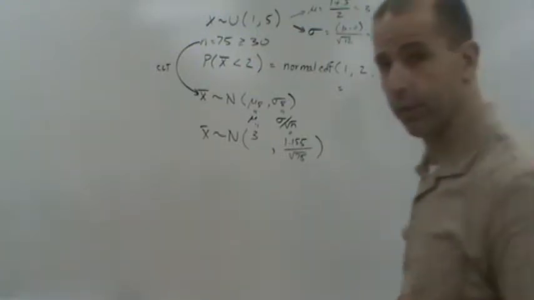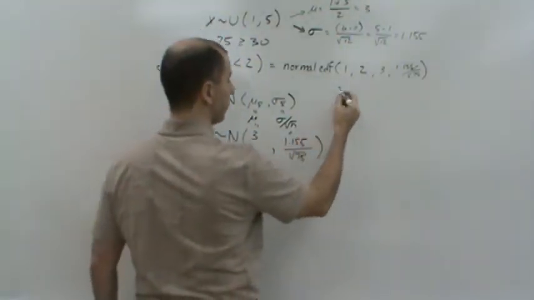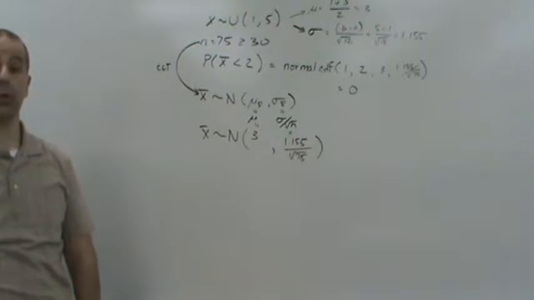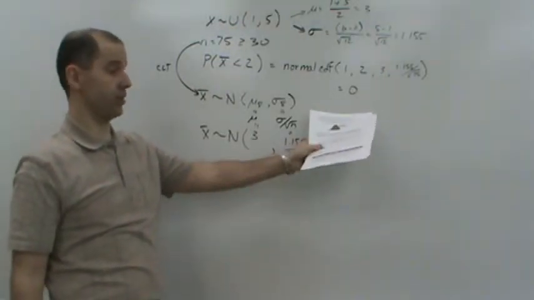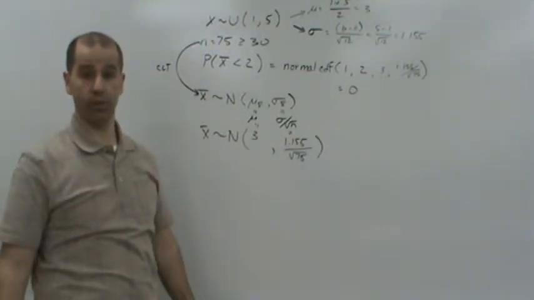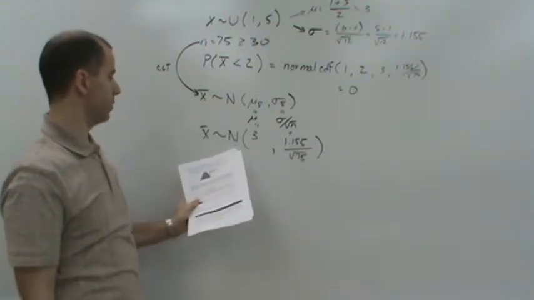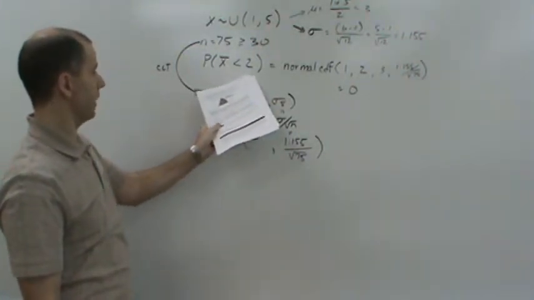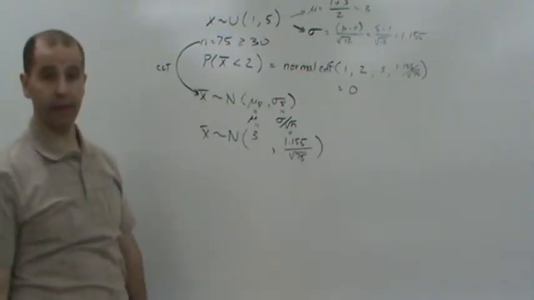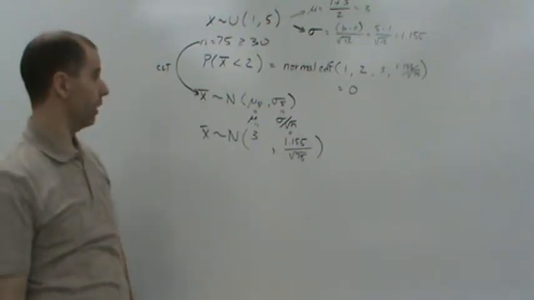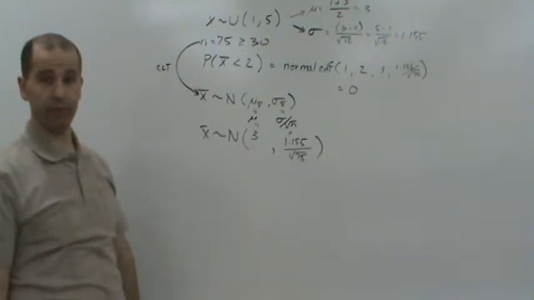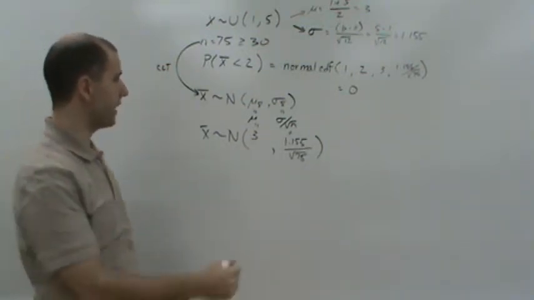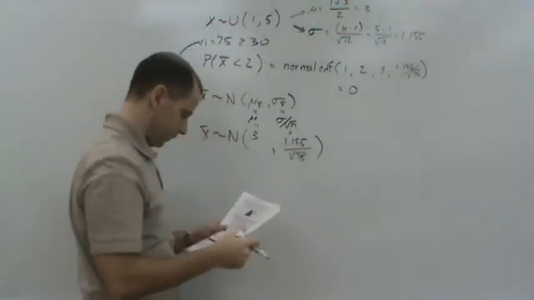And so here's what we get. If you put this in your calculator, you get 0. It's so small that even the calculator just says it's 0. So it's virtually 0 that you'll get an average of less than 2 on this scale based on the sample of 75 students. Okay, so that's the answer. That's an example of where we would use that.